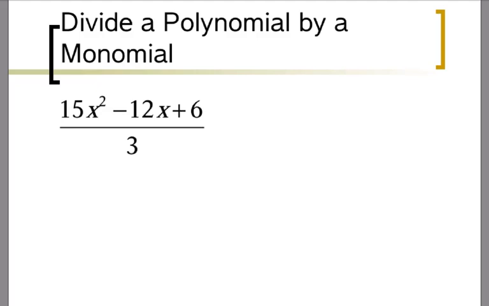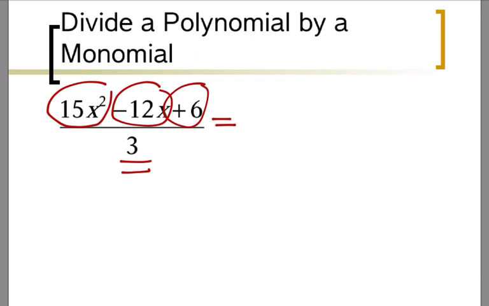Hi class, in this section we're going to talk about dividing polynomials by monomials. You'll see a problem that looks like this one, and when it's written as a big fraction, what we want to do is break it up and look at it as three individual fractions, where each one of these numbers on top is individually being divided by the number on bottom, in this case 3.